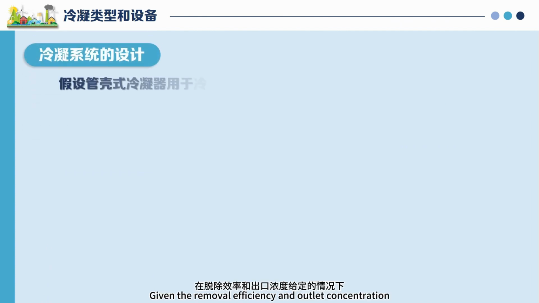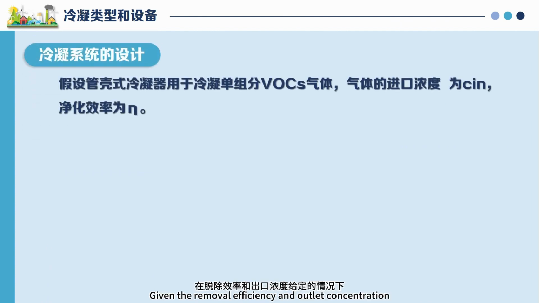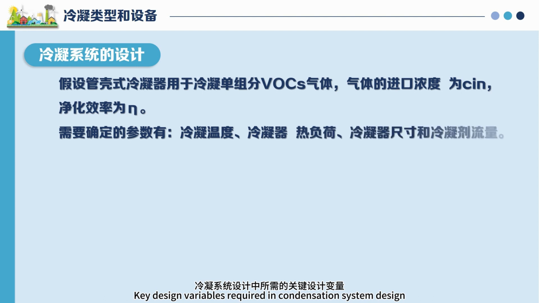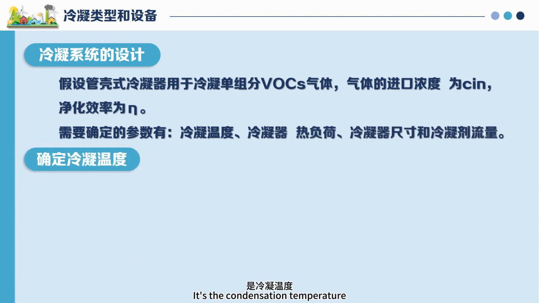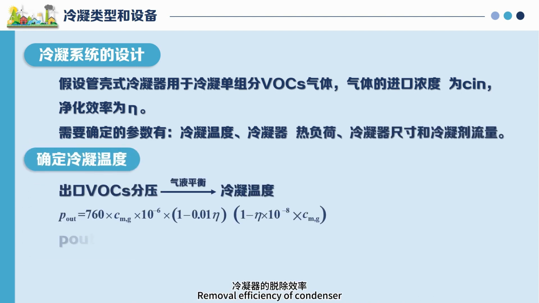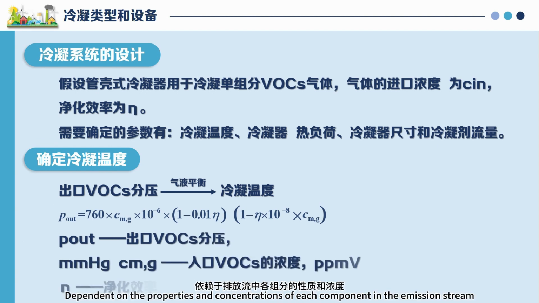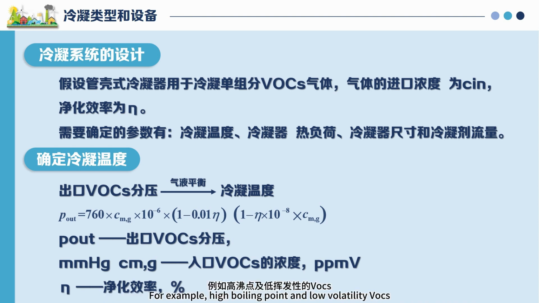3. The design calculation of the condensation system starts with condensation system design variables. Given the removal efficiency and outlet concentration, these are the key design variables required in condensation system design. It's the condensation temperature and removal efficiency of the condenser, dependent on the properties and concentrations of each component in the emission stream. For example, high boiling point and low volatility VOX is easier to condense than low boiling point VOX.